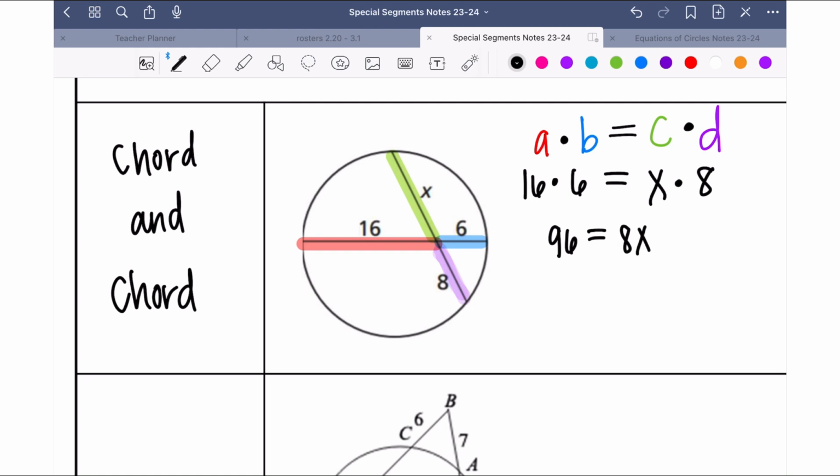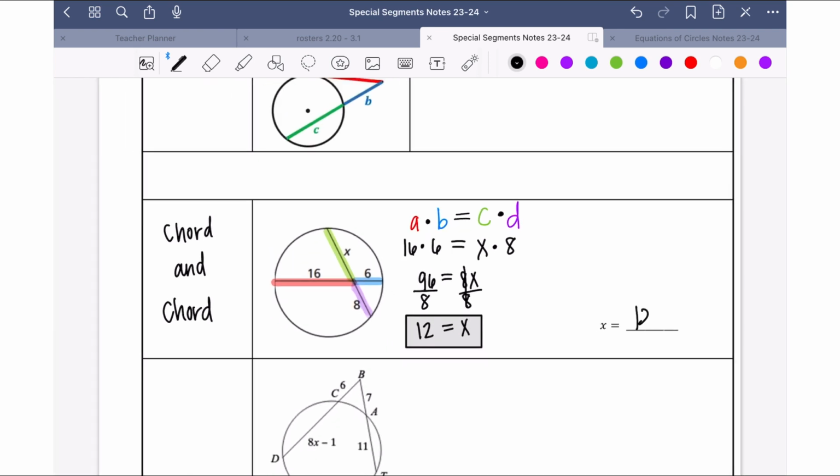Okay, what do I do next? I want to solve for X, so I need to undo the multiplication. What's the opposite of multiplying? Dividing. That cancels the 8. And then 96 divided by 8 is 12. And that is it. Okay, so X is 12.